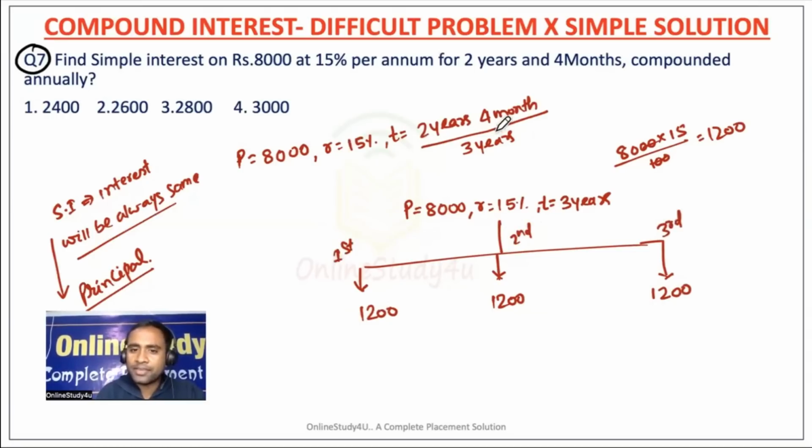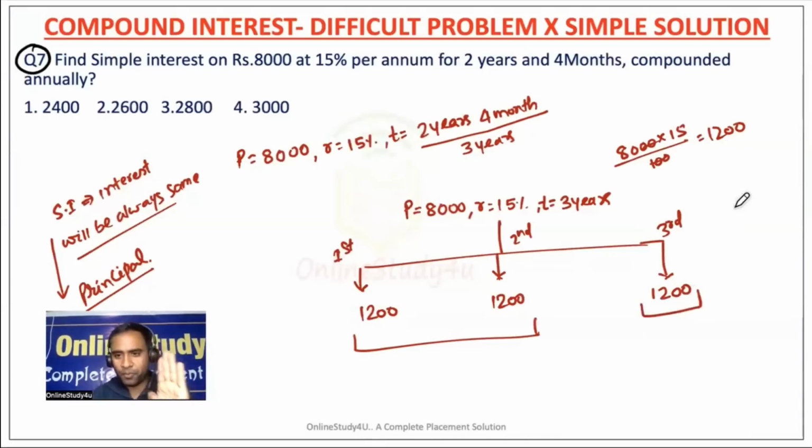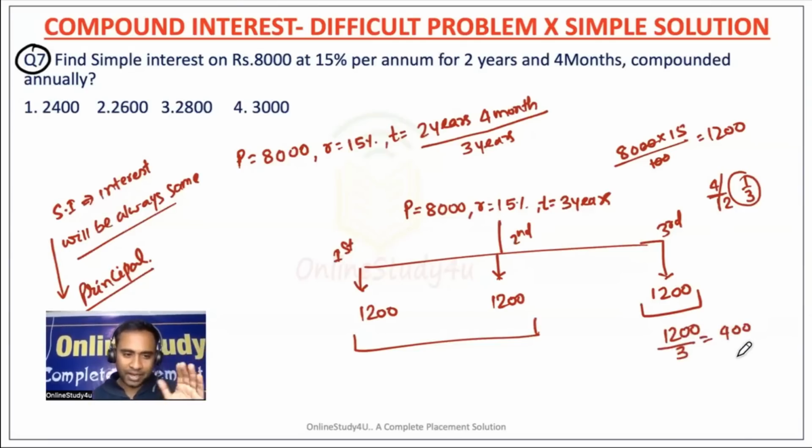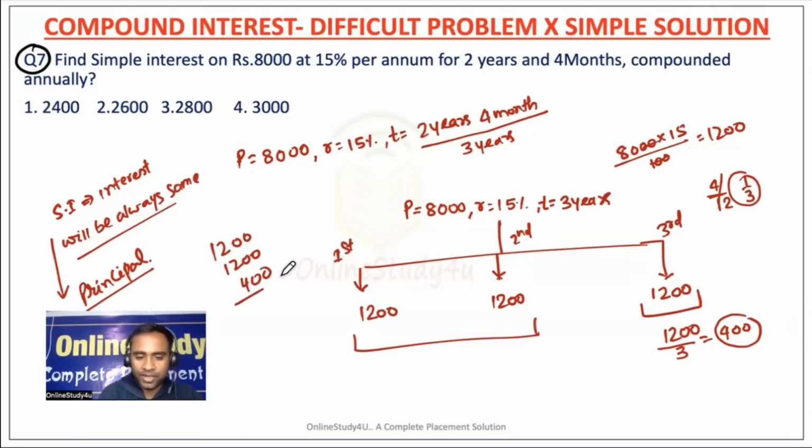Now, they are asking for 2 years and 4 months. So 2 years we already have. This is for the complete year, right? They wanted only 4 months. So 4 months out of 12 months is nothing but 1/3. So we will divide it by 3, because in 12 months, 1 year, there are 4 months, 4 months, 4 months, that means 3 times. So for the 4 months, the interest will be 400. So 1200 plus 1200 plus 400. So we calculated for 2 years and 4 months. It is 2800. Option 3 will become the correct answer, right?